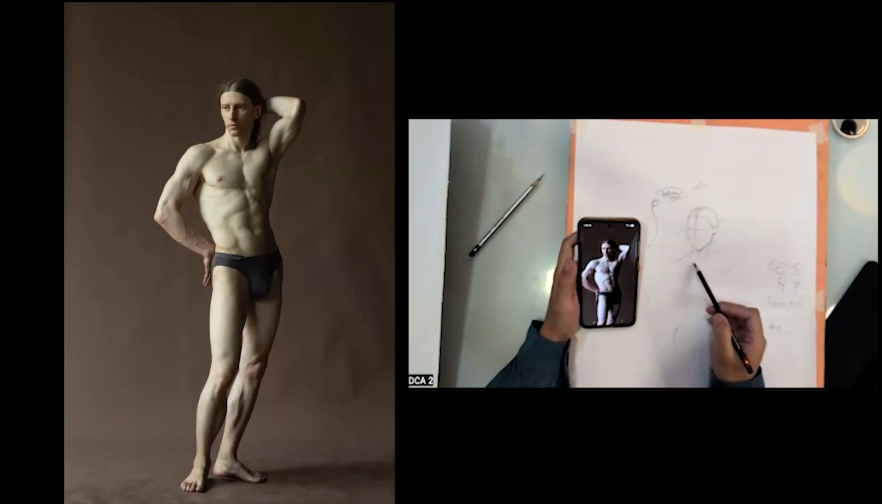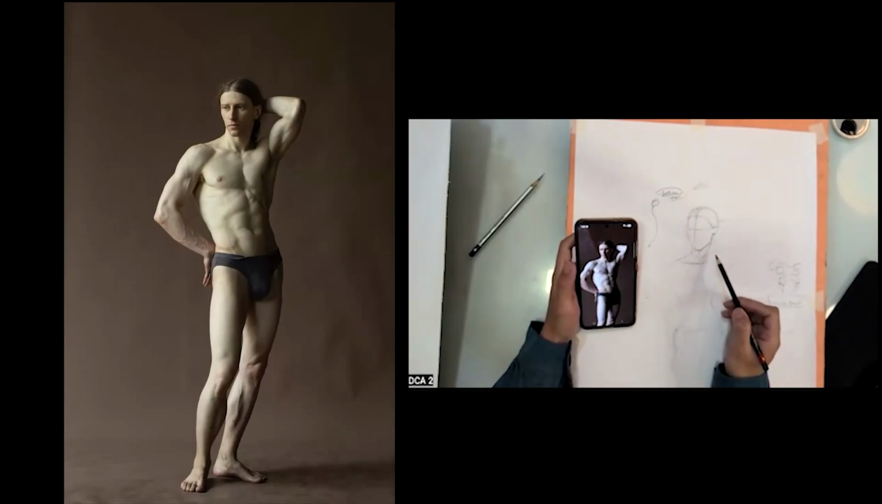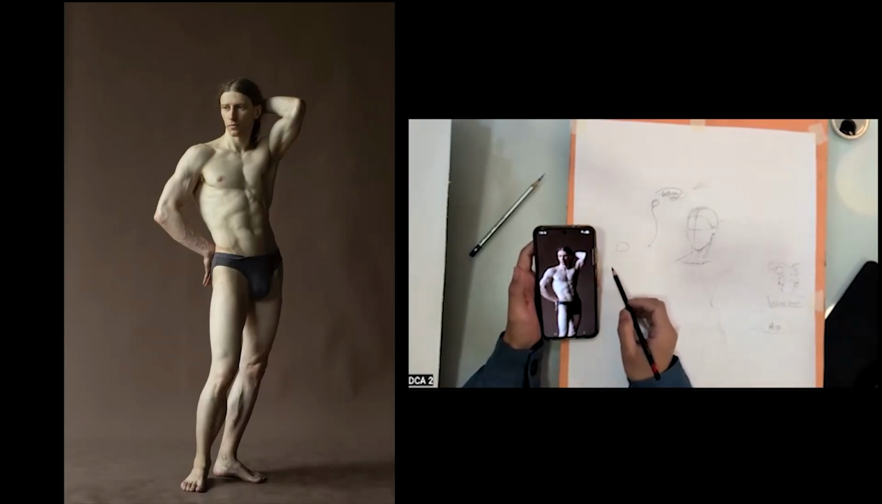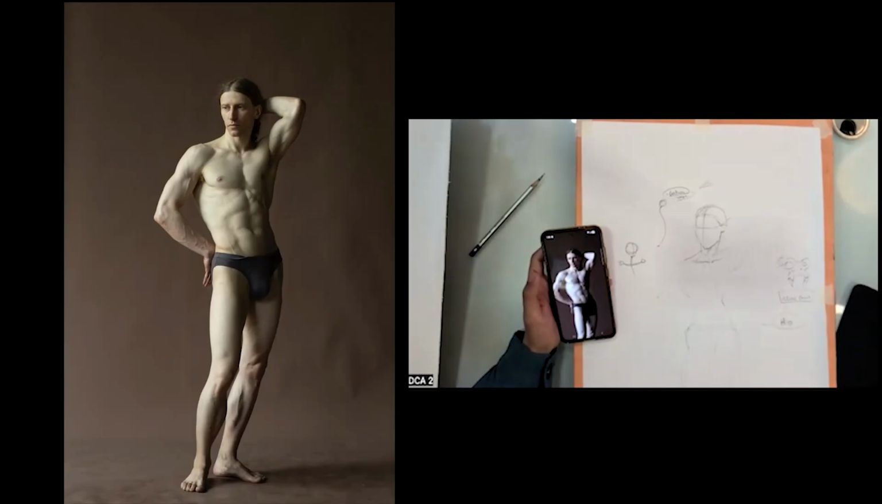Now this bone over here, this is the clavicle bone, or in simple words, the collarbone. I think this is really important because no matter what reference you draw, this bone gives a certain shape, a certain feel to your drawing as well.